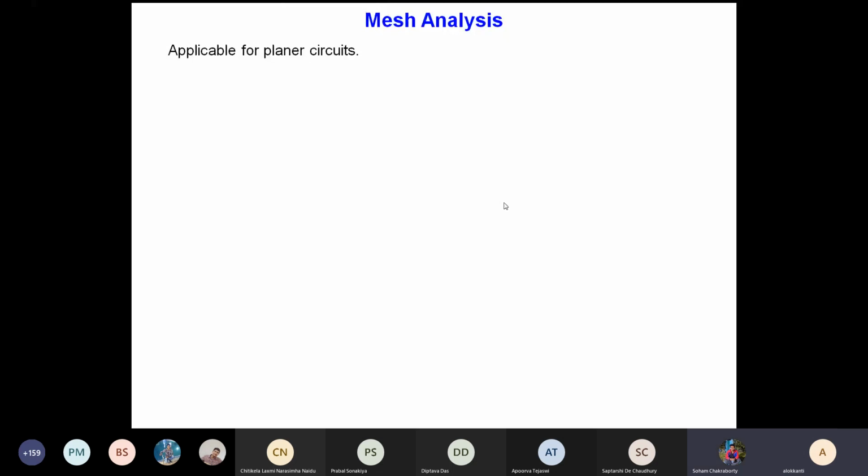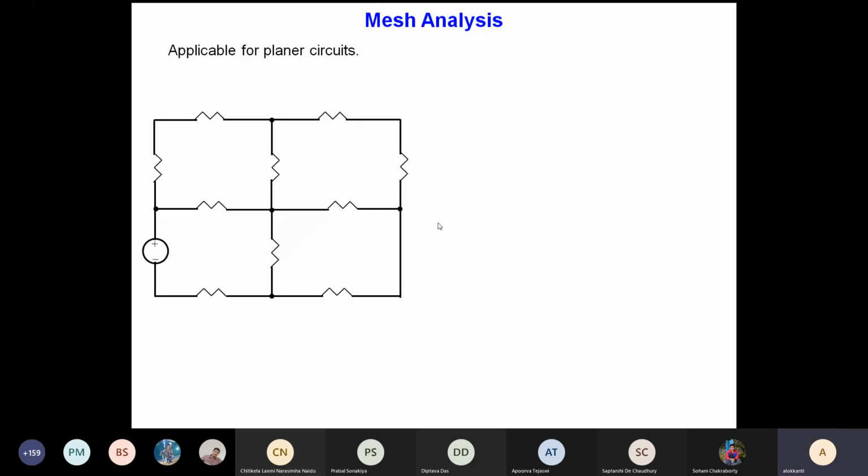Sir, I didn't understand the definition. I will show, because my screen is white. I have not given any diagram. I will just show using the diagram. Suppose we have a circuit like this. It's composed of several resistances and they are connected, and then there is a voltage source. If you make a circuit like this, it is possible to keep them in a plane.